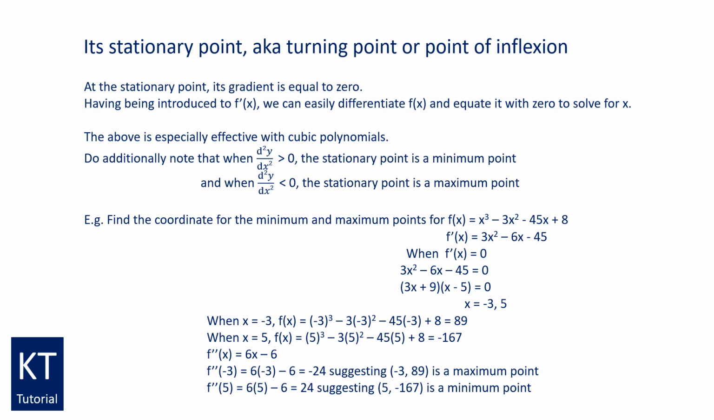Having said so, we should be able to find the coordinates for the minimum and maximum points for a given cubic polynomial. We'll start the usual way of doing its first derivative to solve for x. Then identify their respective y values, and use its second derivative to determine if each of the coordinates is a maximum or a minimum point.